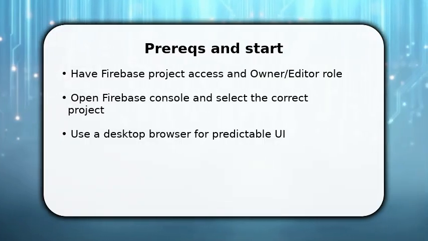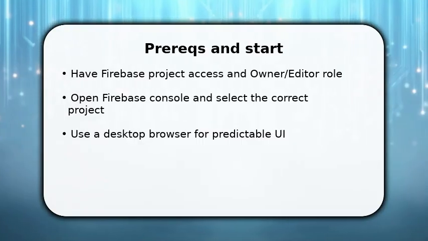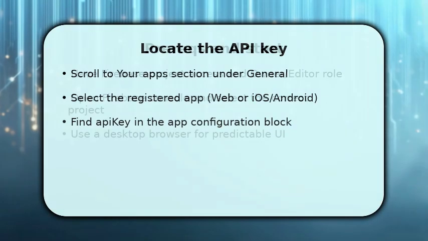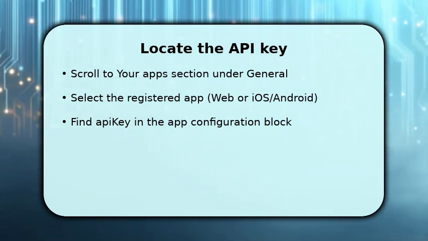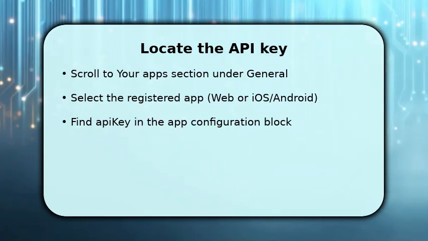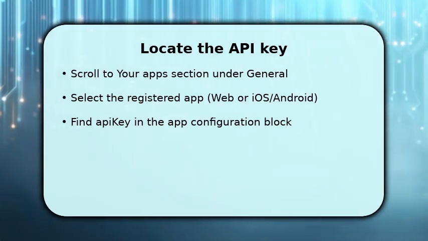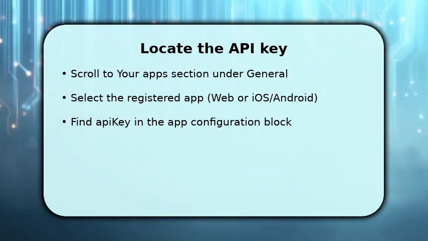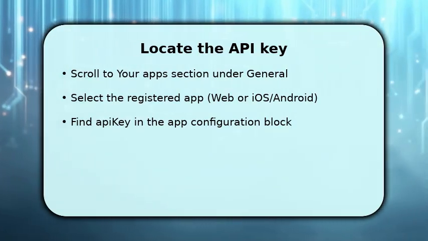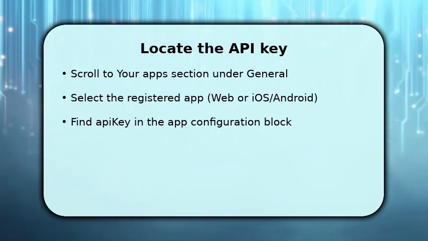Next, switch to the General tab so you can view app registrations and web configuration detail. Once on the General tab, scroll to your apps and identify the app you use. If no app exists, add a web app quickly. It generates config instantly. Click the app name to reveal the config snippet. Within that JSON-like block, look for the API key field. This is the public key your client uses.